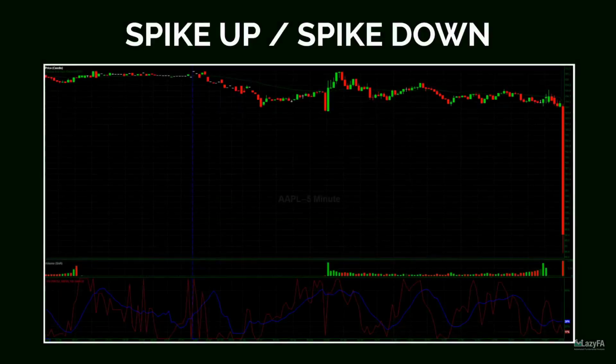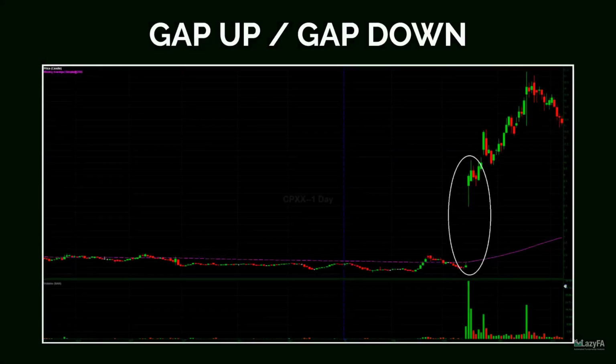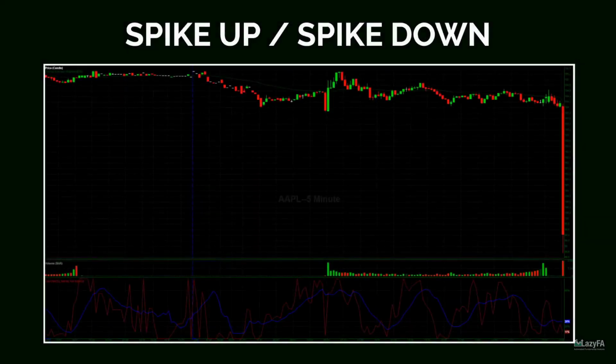All right, now I mentioned that there are two other types of what might be considered by beginners to be parabolic moves, and they are spikes and gap ups and gap downs. This is not typically, in my opinion and in my experience, it doesn't behave the same way as a parabolic trade, because things happen so quickly. There's just no way for people to react in a rational manner.